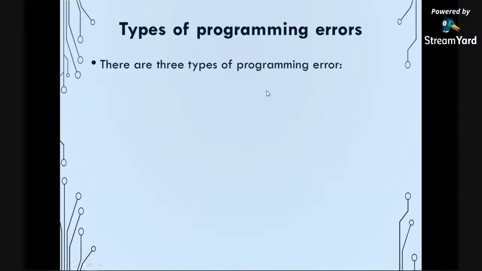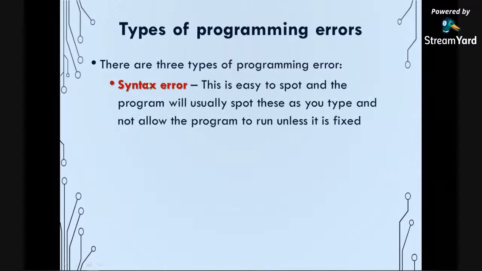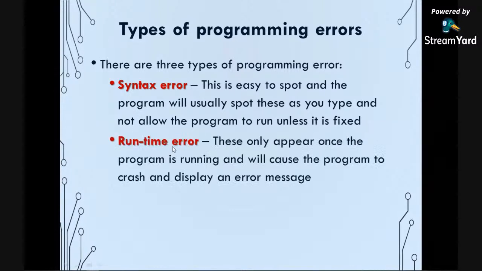Right, moving on, because we've not got long left. Types of programming errors. There are 3 types of programming errors. Syntax errors. Easy to spot. The program will usually spot these as you type, and it won't allow the program to run unless it's fixed. So things like you've missed a bracket, or you've missed a speech mark, or you've missed the colon on an if statement, for example. You've got runtime errors. These only appear once the program is running and will cause the program to crash and display an error message.